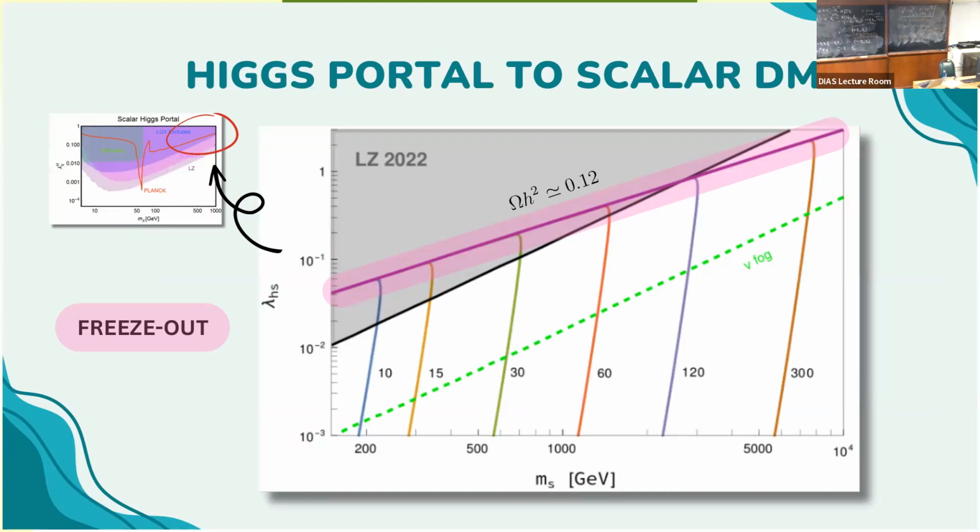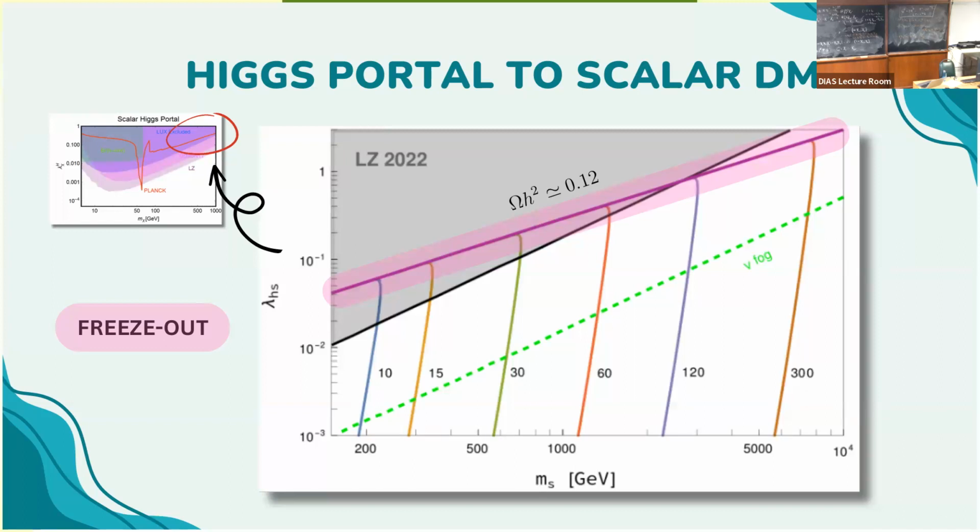Until you're here, you're in the standard freeze out case. So I'm reading that lambda hs is on the right and is up the axis here. Yes, this is lambda hs. And this line gives you the correct relic density. Okay, so I'm in this regime here now. Yeah, so now we're in the purple regime.